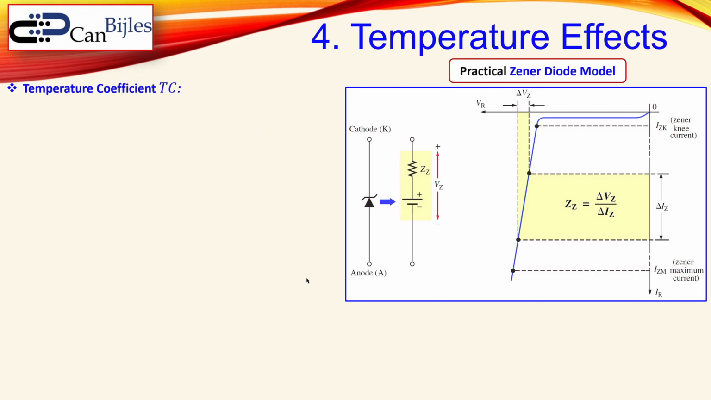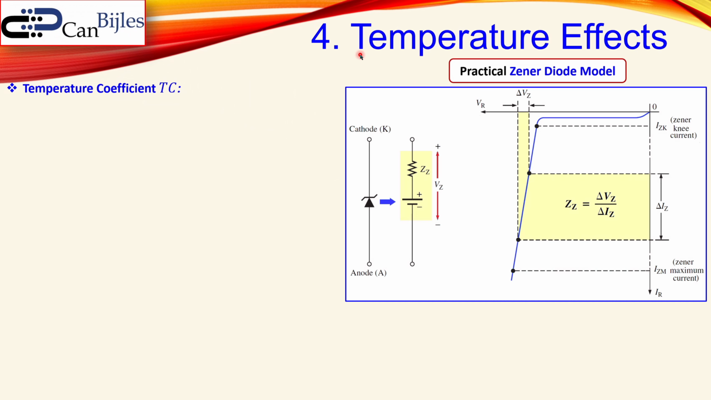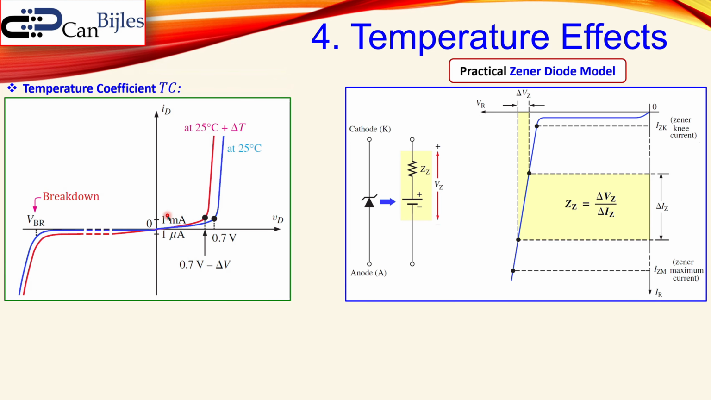Okay, let's now look at the next topic, which is the temperature effects. That's very important. We start with the practical Zener diode again. This is the model. And now the temperature coefficient given by TC is very important, because if you have a device or a system which regulates between very small and very large temperatures, then this temperature coefficient can have an effect on the actual regulation of your voltage.